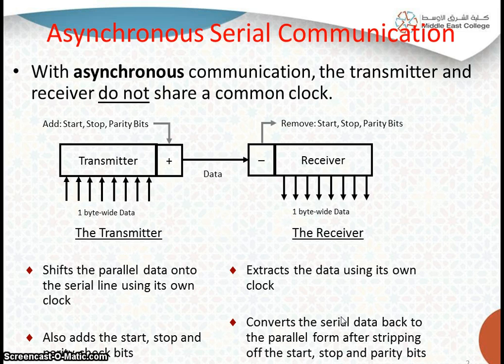At the receiver part, the receiver first will extract these additional bits which were added by the transmitter using its own clock, and then it will collect the bits of data which are in the serial form and convert them back into the parallel form. The transmitter has to first convert the parallel data into serial using a parallel to serial converter, whereas the receiver, when it collects the bit by bit data, has to convert the serial bits back into parallel using a serial to parallel converter.